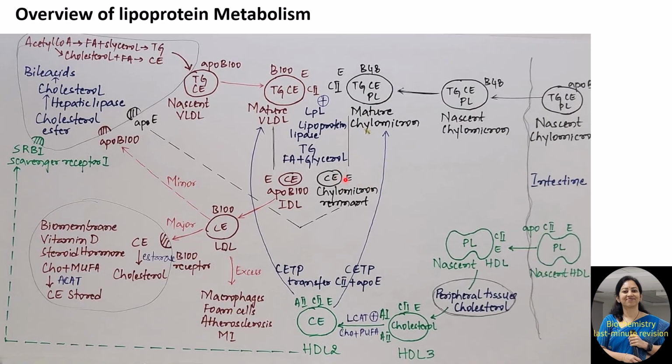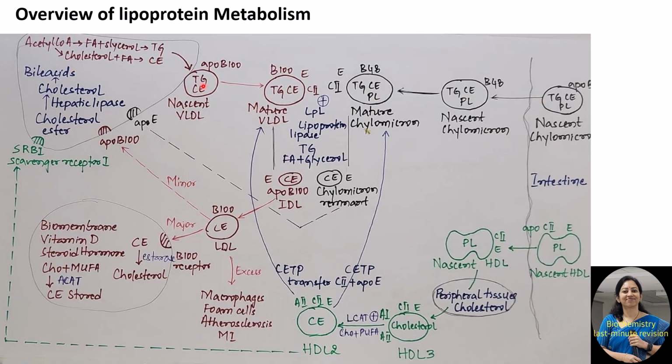Now ApoE receptors are present on the surface of the hepatocytes. So this chylomicron remnant is taken up by the hepatocyte, wherein the cholesterol ester is released. This is acted upon by hepatic lipase, and free cholesterol is generated in the hepatocytes. So this is about the metabolism of chylomicron.